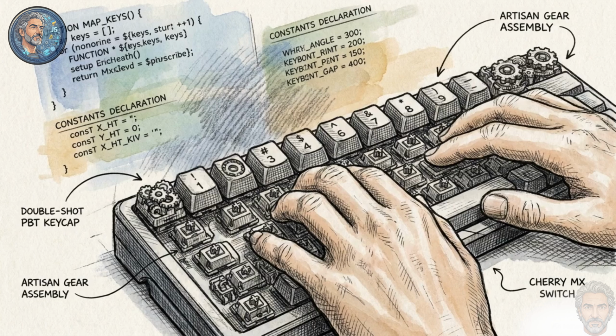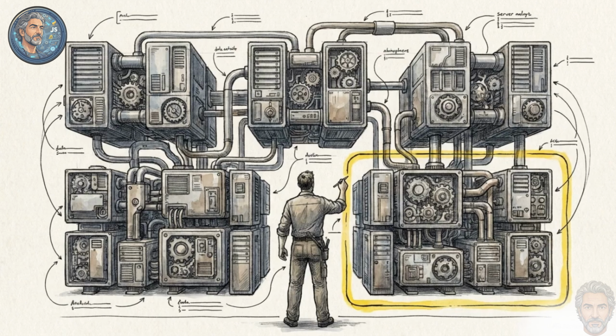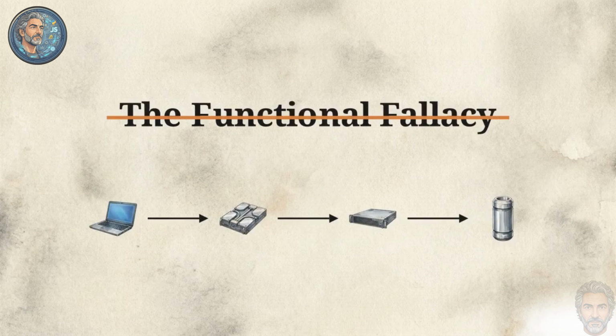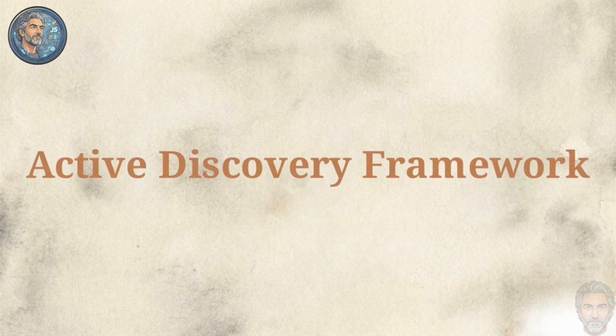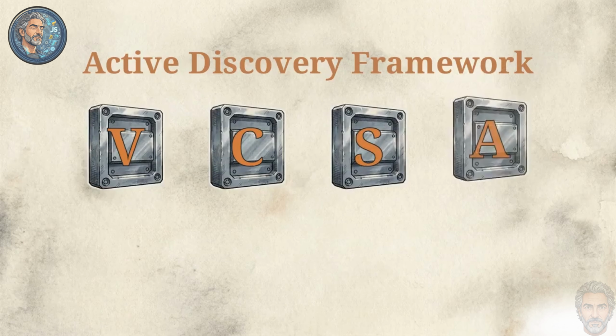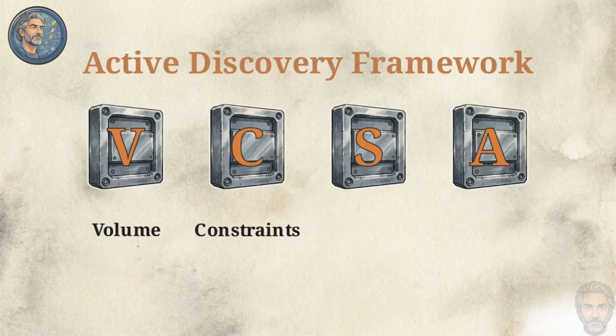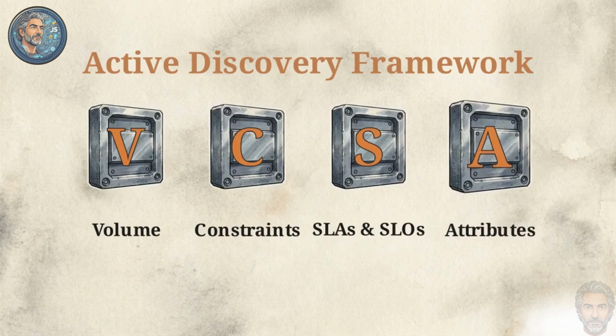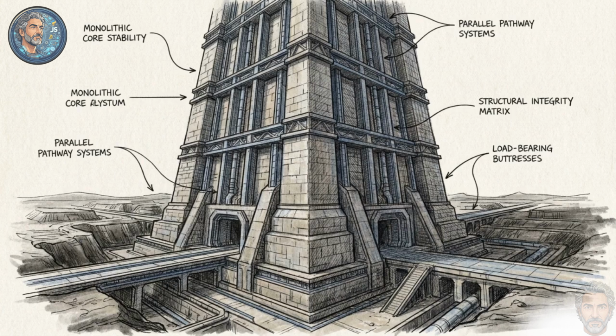A developer focuses on building features for correctness. An enterprise architect focuses on engineering the boundaries and thresholds that keep those features alive. To make that transition, you must apply an active discovery framework before a single component is designed. VCSA. This stands for volume, constraints, SLAs and SLOs, and attributes. Mastering VCSA allows an engineer to move beyond basic features and design enterprise-grade systems.